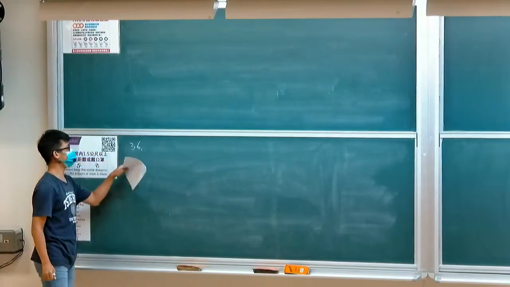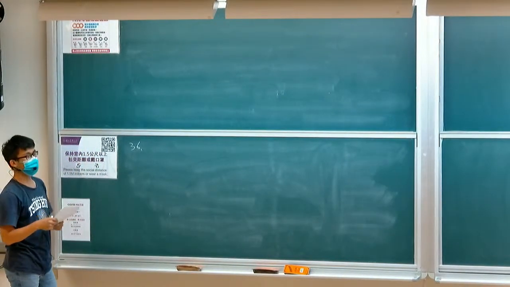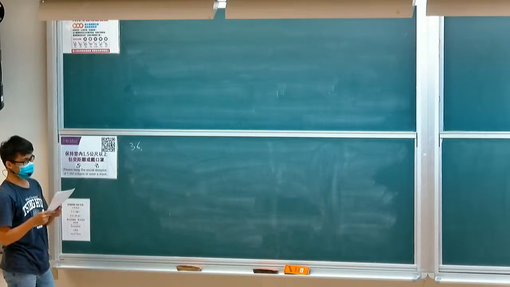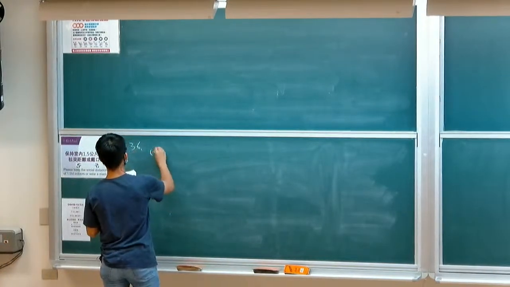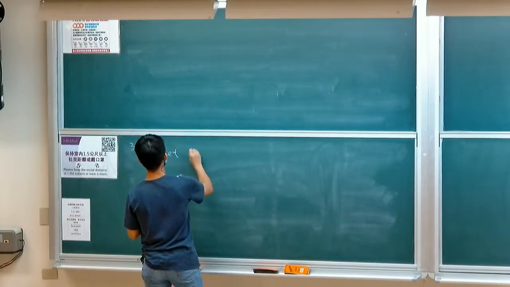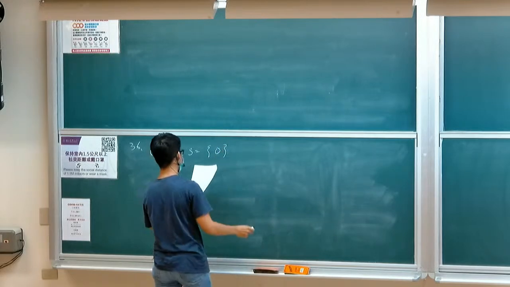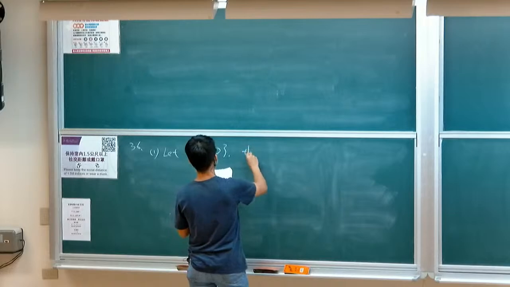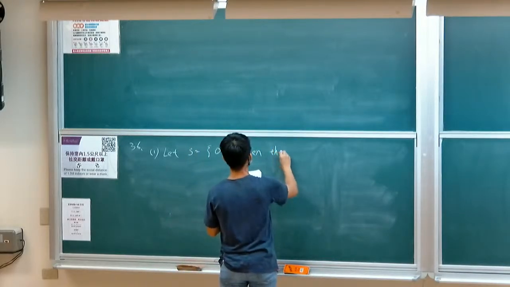For the first part of these exercises, actually the statement is wrong. If we consider S to be the set with only the zero vector, then there is no such V. So if S contains only the zero vector, then there is no such V.